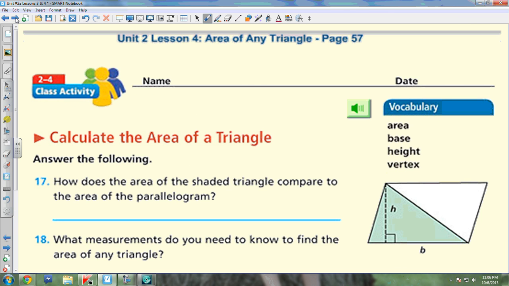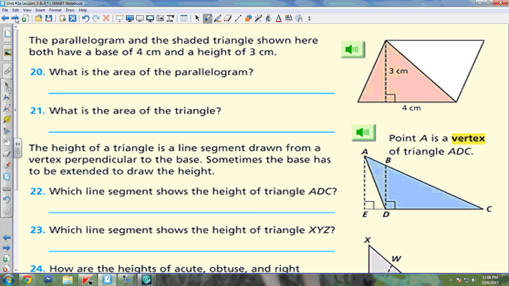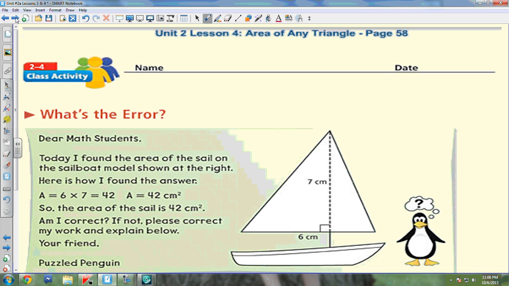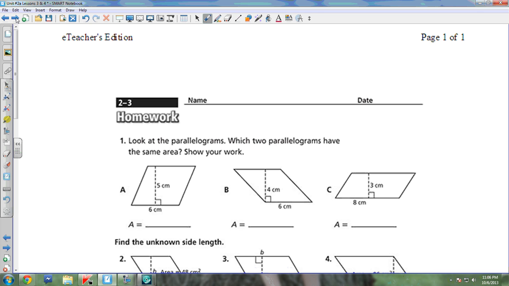Skipping over this, I think we covered pretty much all we need to worry about. We will definitely work on this in class. The puzzle penguin, I will skip over that. And tomorrow in class, you'll work on 2.3 and 2.4. That concludes Unit 2, Lesson 3, and Unit 2, Lesson 4.